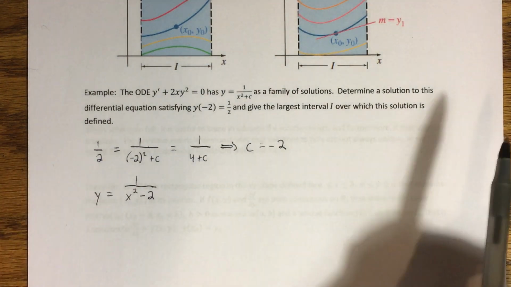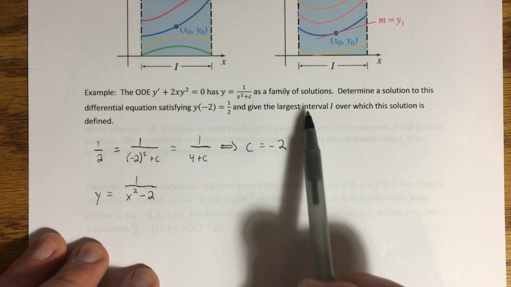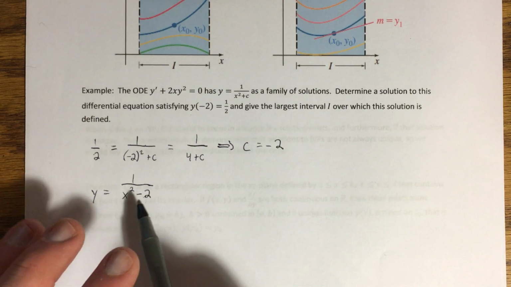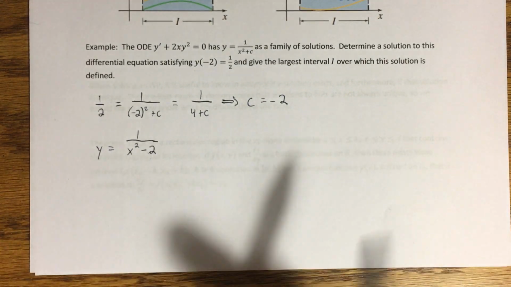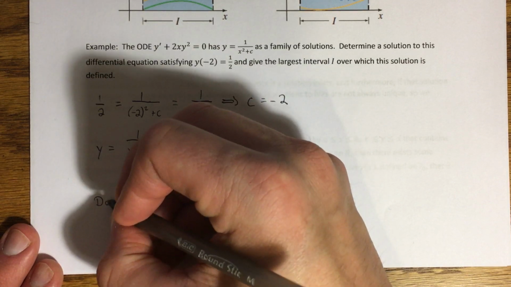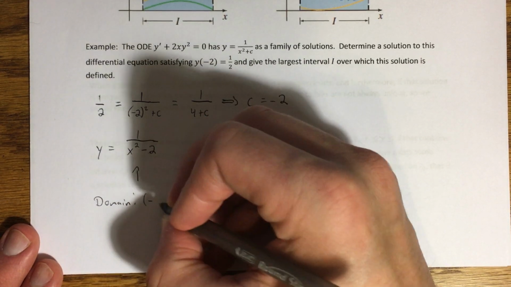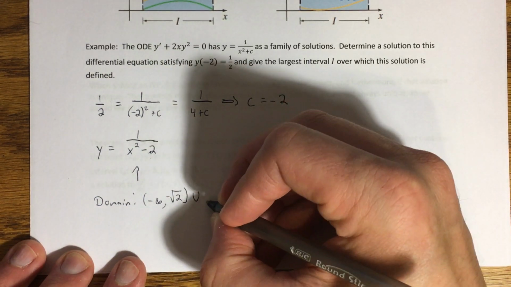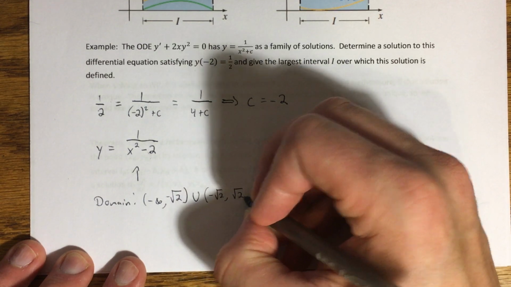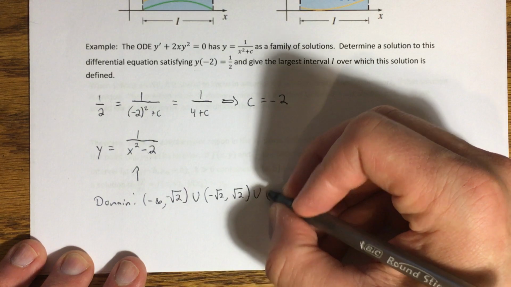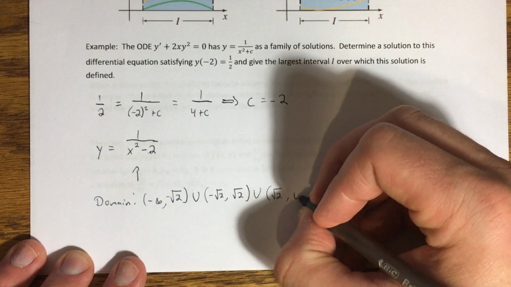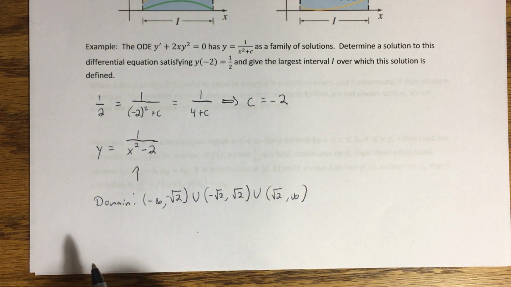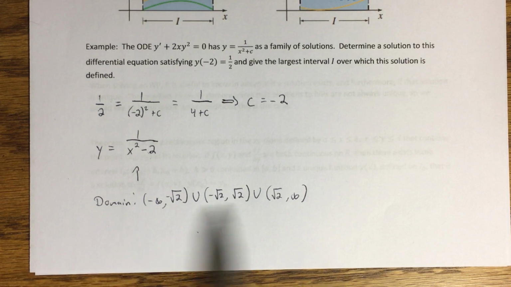Now, the next thing it says is that we're to give the largest interval I over which this solution is defined. Now, this solution, if we don't think of it as a solution to a differential equation, if we just think of it as a normal function, the domain of this function is negative infinity to negative root 2, union negative root 2 to root 2, union root 2 to infinity. And again, that's because the domain of this function is the set of all real numbers except for plus or minus root 2, which is easy to verify. Now that's the domain of this thing as a function.